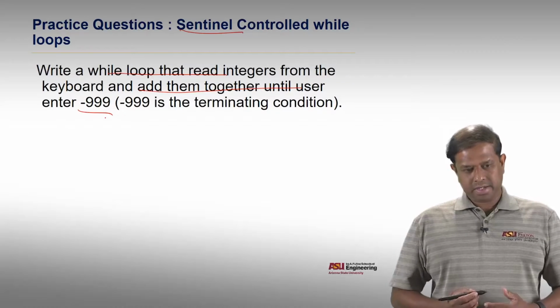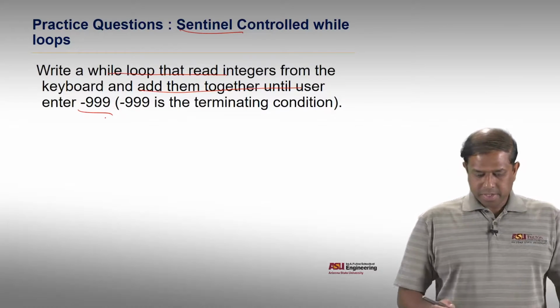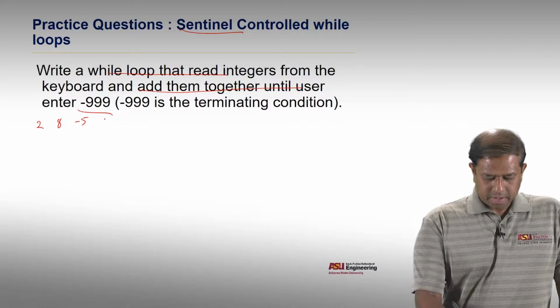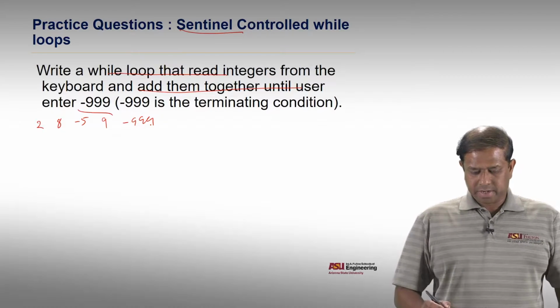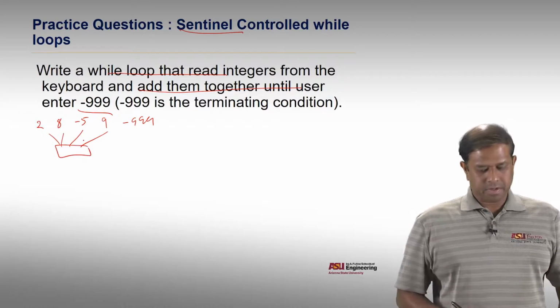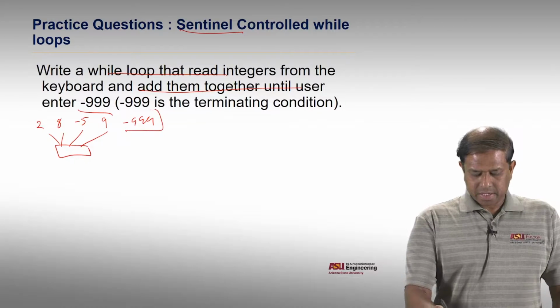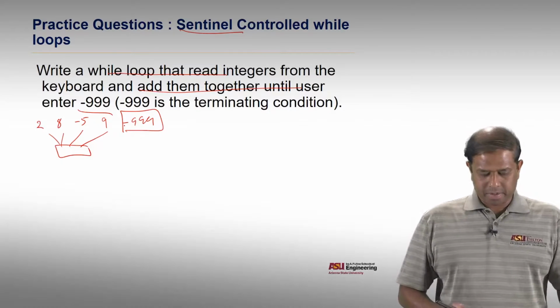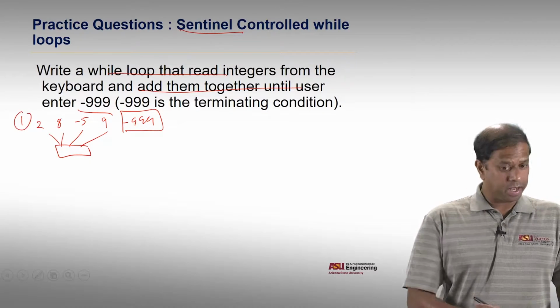Now if we analyze this a little bit more, user inputs can be something like this, where we, let's say, enter 2, 8, -5, 9, and then -999, right? In that scenario, we will be adding all of these 4 numbers together for the total summation, and then when we see this terminating condition, that's a sentinel, so we will stop the program. So that's the first scenario, right?